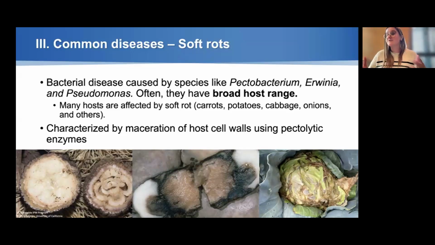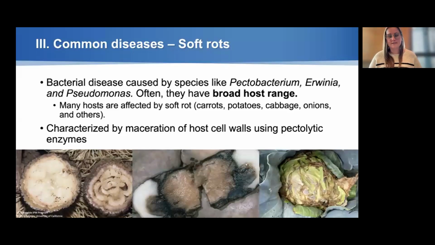Okay, so soft rots. Those gross bacterial diseases often caused by species of bacteria like Pectobacterium, Erwinia, and Pseudomonas species. These guys often have a really broad host range and can go to many different types.